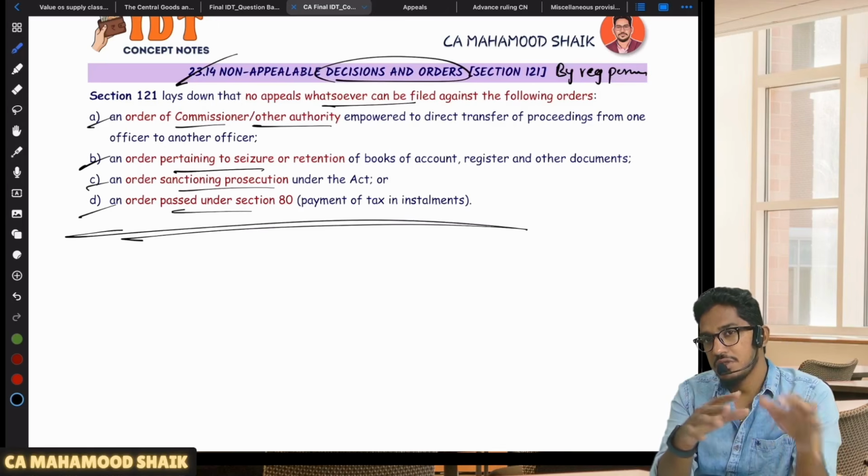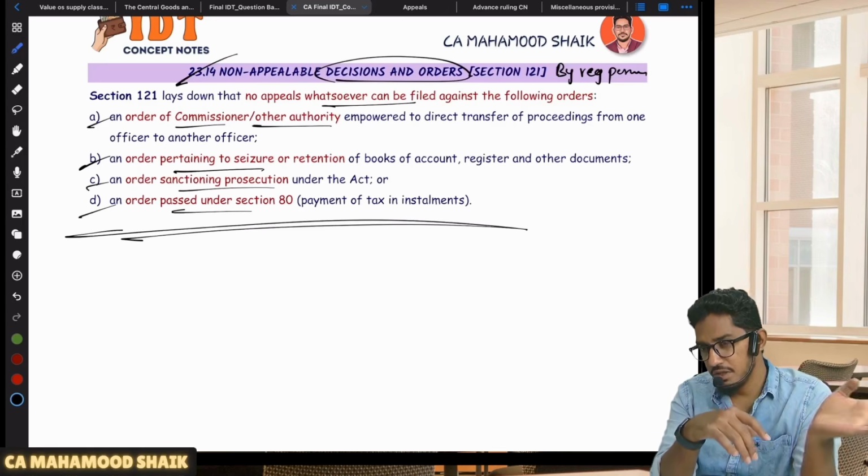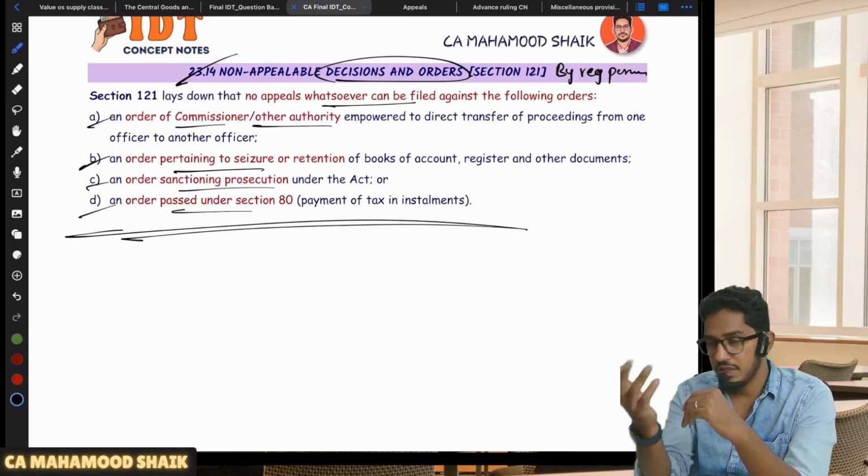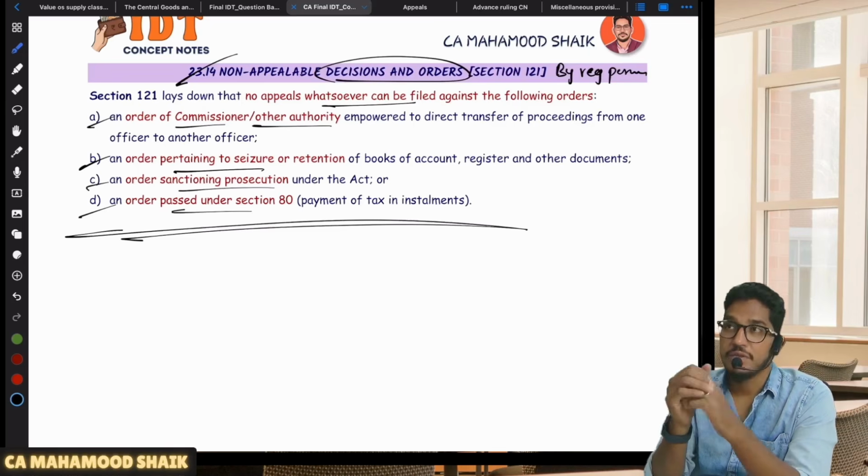If a registered person is going for an appeal, we have seen the time limit: within 3 months he has to go for appeal, and a 1 month condonation of delay will be there. If the department wants to go for appeal, they have to go within 6 months. For them also a 1 month condonation of delay will be there.